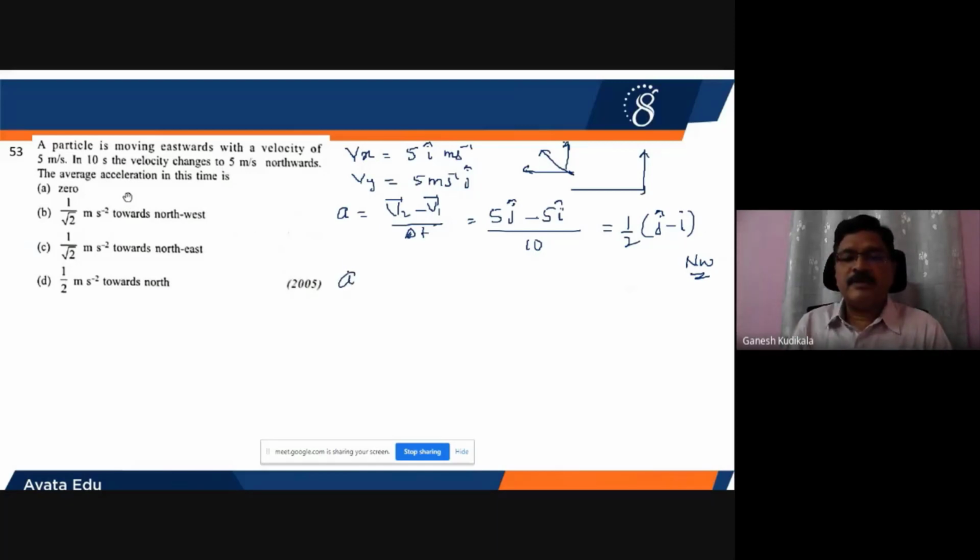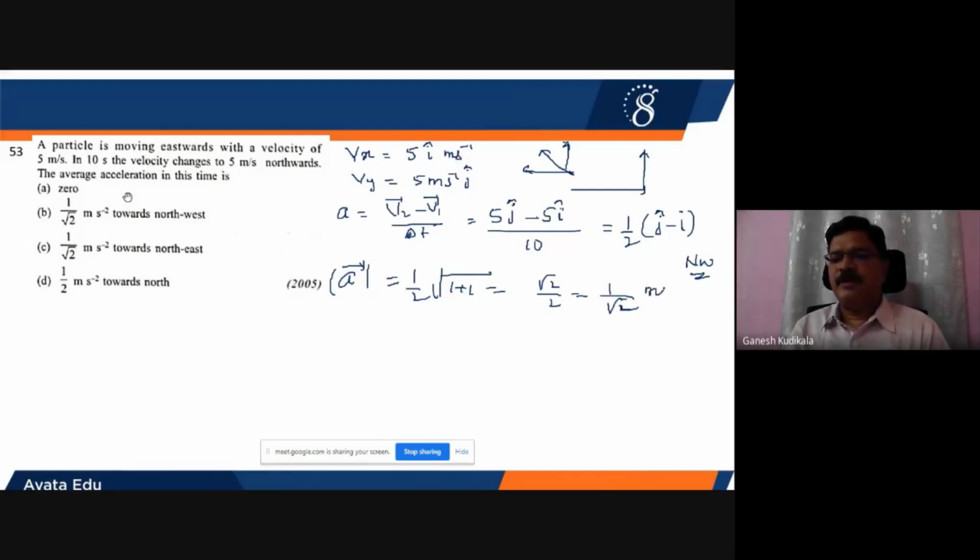So the acceleration magnitude will be equal to 1 by 2 common, under root of coefficient of j square plus coefficient of i square. 1 plus 1 will become 2. It is root 2 by 2, which equals 1 by root 2, units meters per second square, in the northwest direction. 1 by root 2, second and third options are correct. But towards northwest and northeast, therefore northwest is correct.